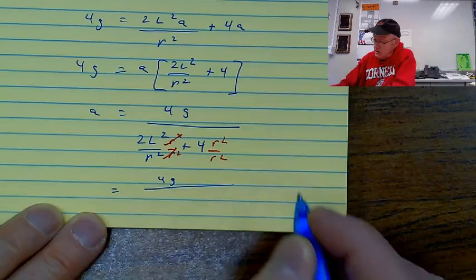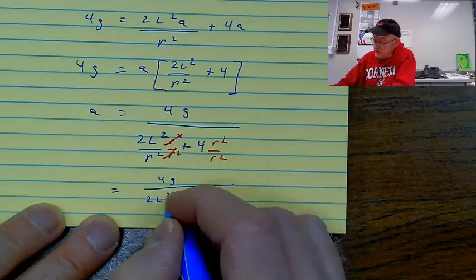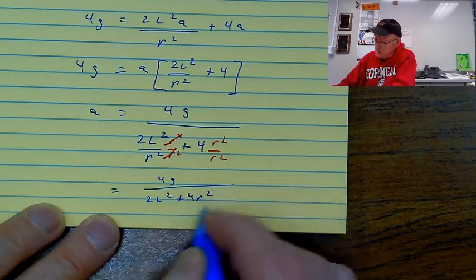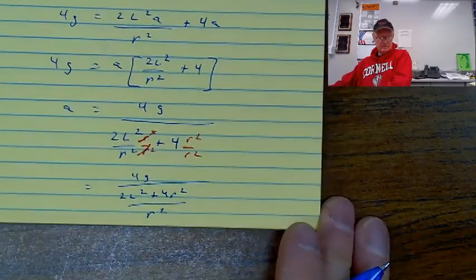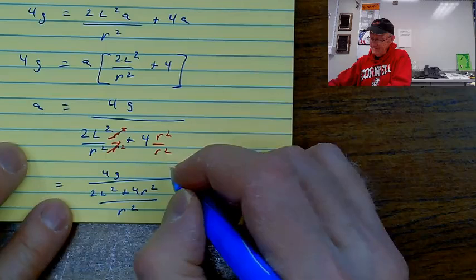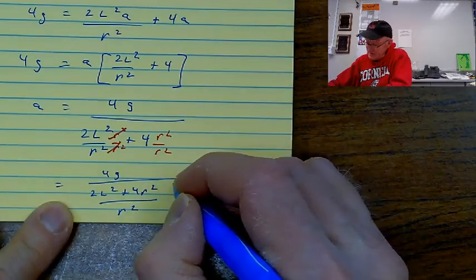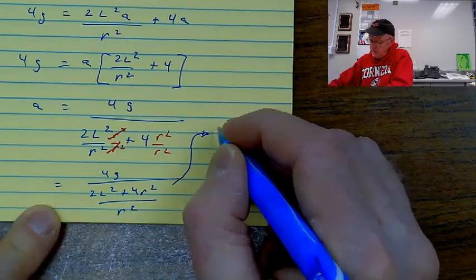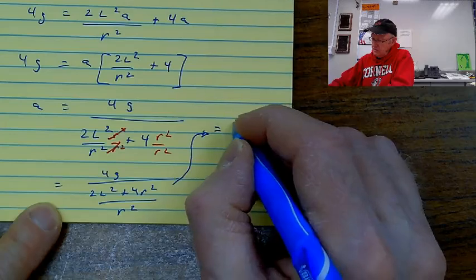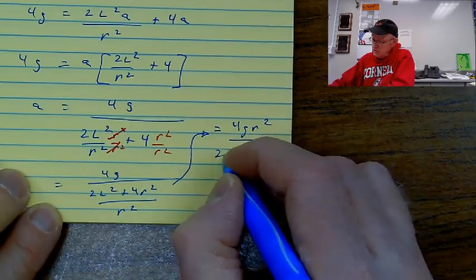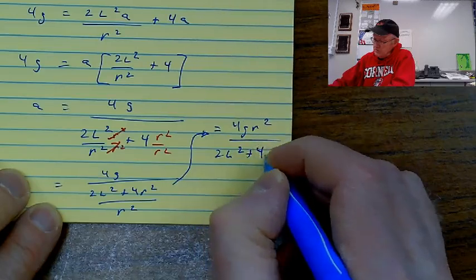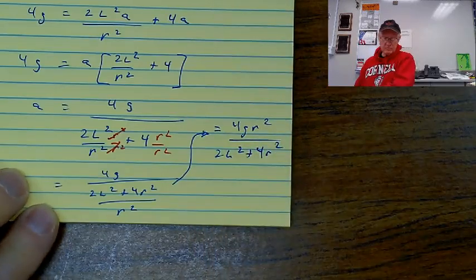This is kind of ridiculous at this point. Okay. So a is equal to 4gr squared over 2l squared plus 4r squared. Now, if you divide everything by 2, you get one last simplification, which is 2gr squared over l squared plus 2r squared.